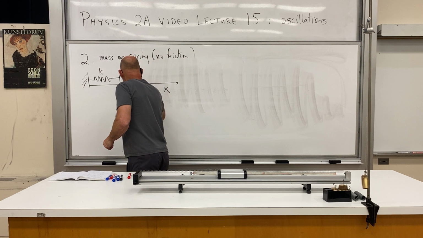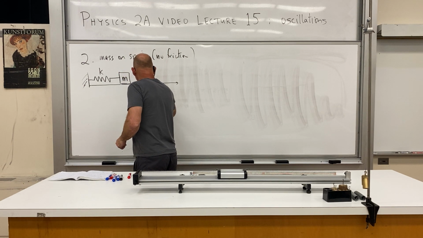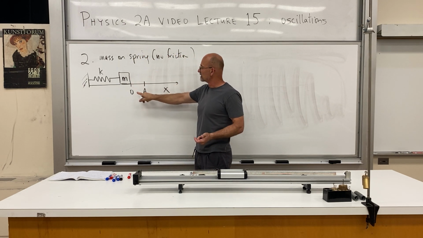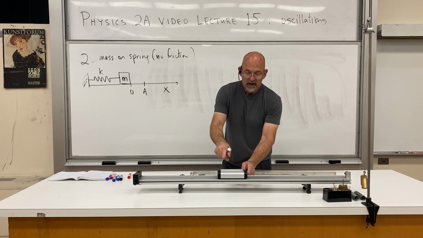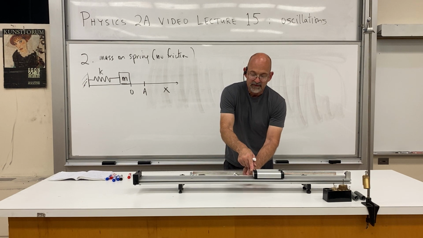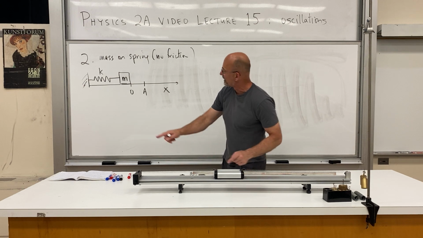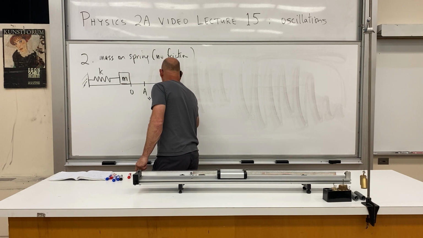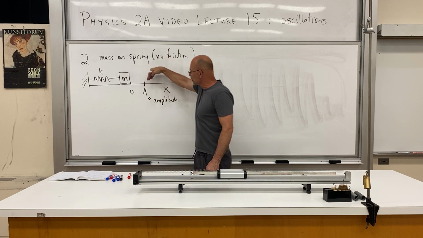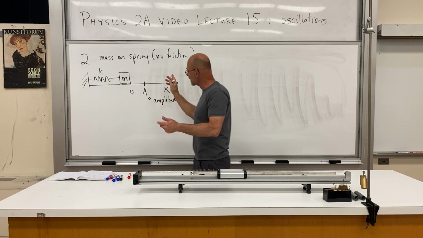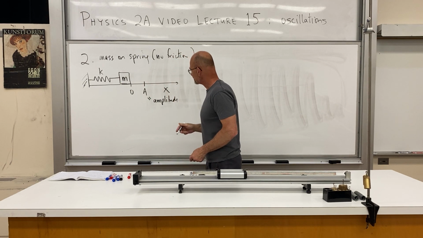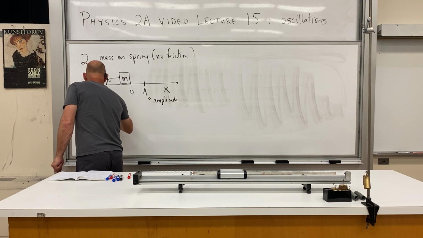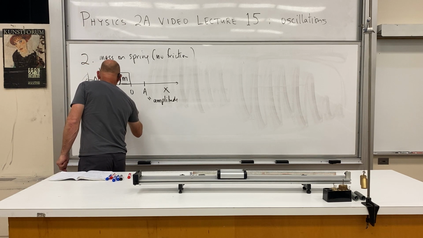Now, if this is the origin, I could pull my mass out to point A here and let go. Okay, so the origin, you name it where you want, pull your mass out to a distance here and release it. So that's what I'm talking about with A, which is called the amplitude. Okay, so we're going to agree to pull it here and release it and let go. And it's going to oscillate back and forth. Now this K here, K is the spring constant.